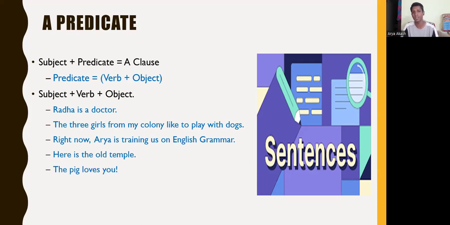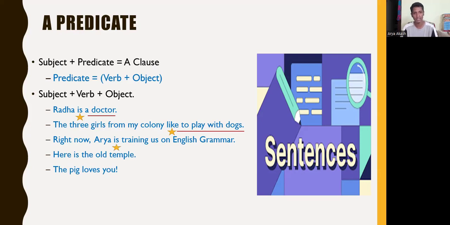Let's take the same sentences, so it becomes easy for you to go into more detail of the same examples. Radha is a subject. We already know. So what is a verb here now? Is a verb. See, the first part of the predicate is verb. So is a verb. A doctor is object. Same way. Three girls from my colony is a subject. What is the verb? Like is a verb. To play with dogs is the object of the predicate.